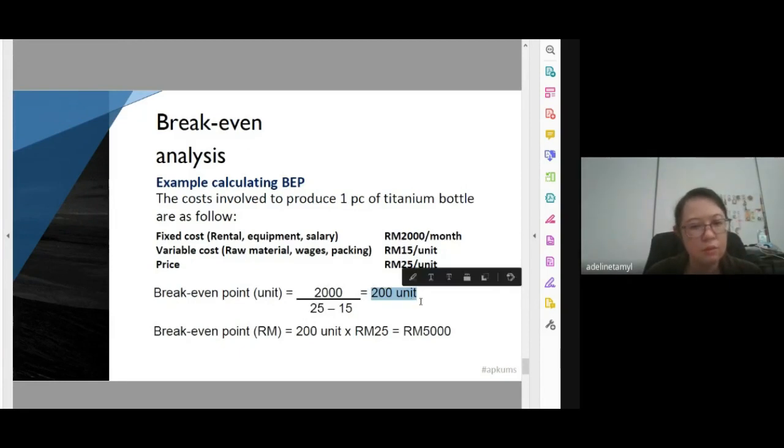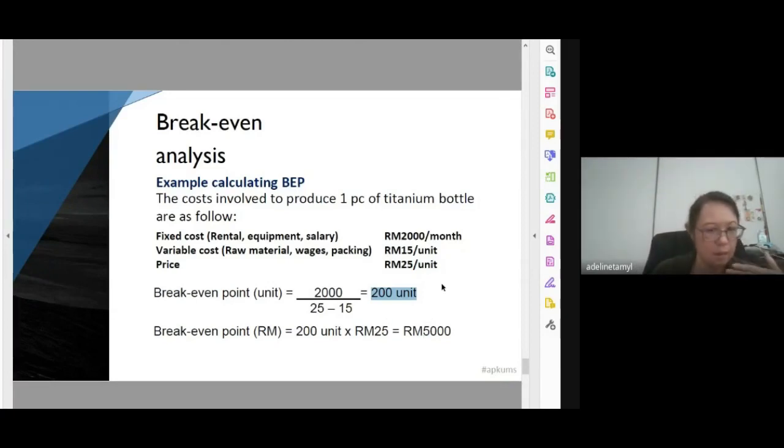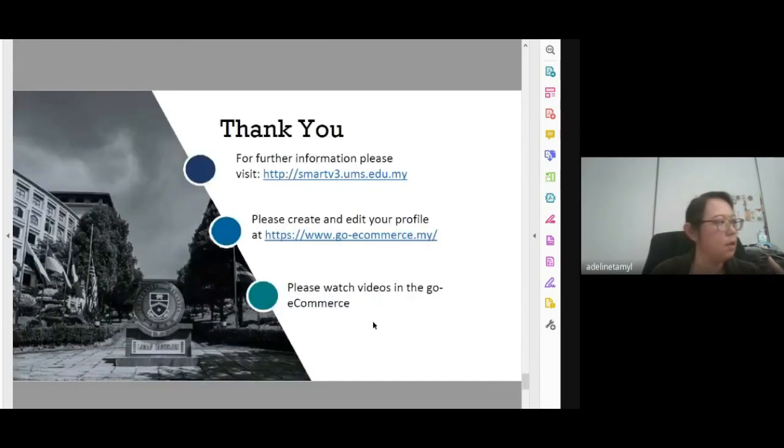So this 200 units is the break-even point. To calculate it in ringgit, just take 200 units, multiply by 25. Okay, multiply by 25, you get 5,000. So it means that the company must be selling at least 200 units every month to avoid loss. Or in terms of sales, it is 5,000 ringgit of sales to avoid the company making a loss. Okay, so all right, I finished the slide.